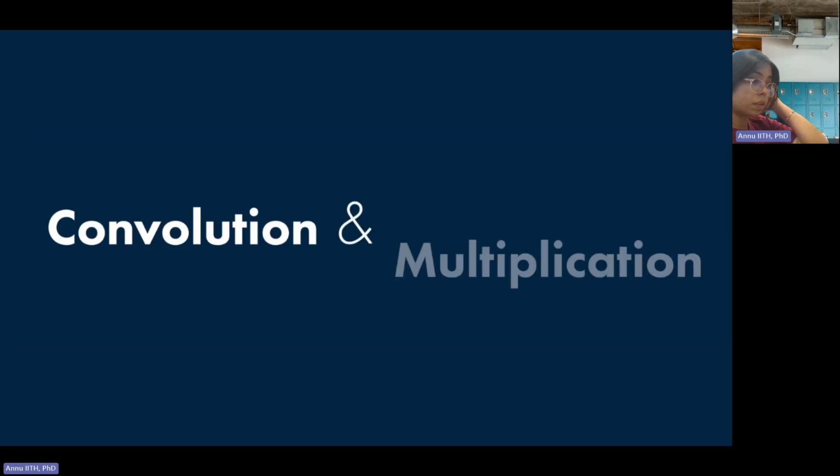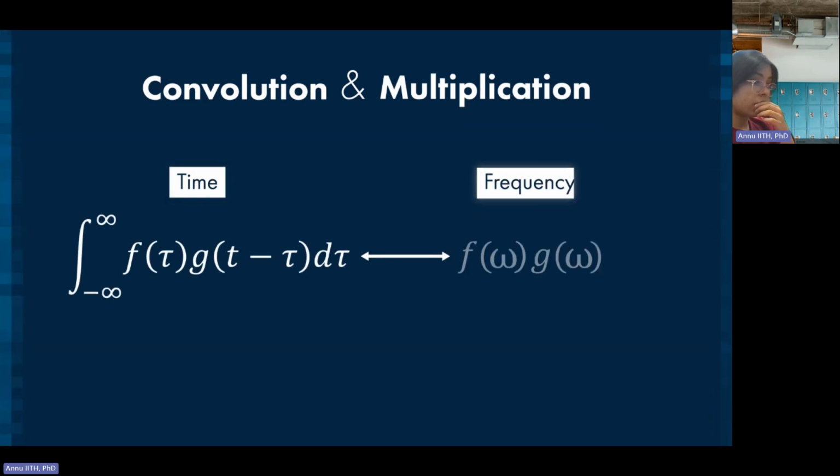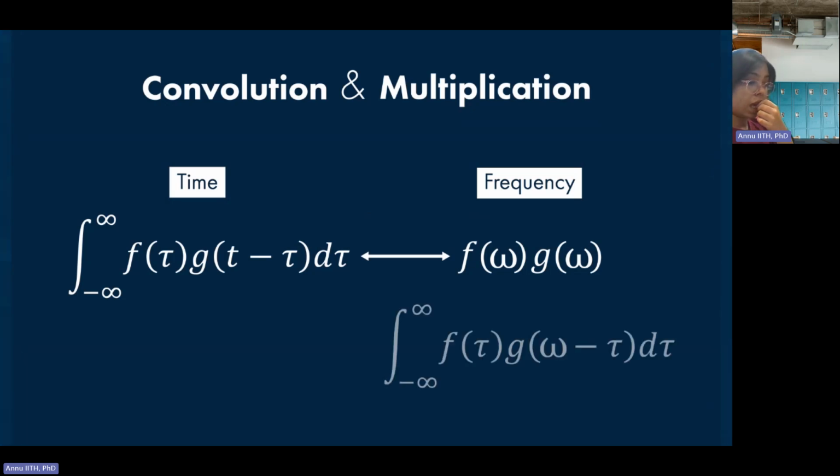And up till now, we've only talked about convolution as being a time domain function. Thankfully, there's a nice symmetry between convolution and multiplication for the time and frequency domains. Convolving two time domain signals is equivalent to multiplying those signals in the frequency domain, and the opposite is true as well. Convolving two frequency signals is the same as multiplying their time counterparts.